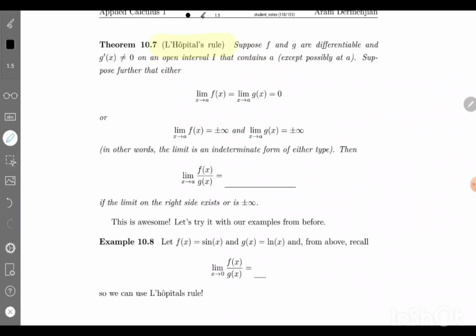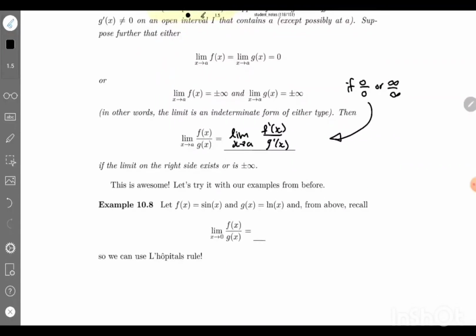Then we have that the limit as x goes to a of f of x over g of x is equal to, what we can just do is take the derivative of the top and the derivative of the bottom, and that'll give us the limit. So basically, if we have 0 over 0 or infinity over infinity, then we can do this. So generally when we're proving something like this, you have to first show that you get 0 over 0 or infinity over infinity.